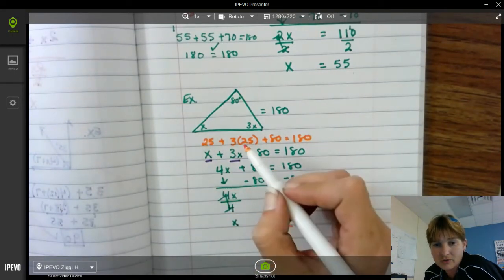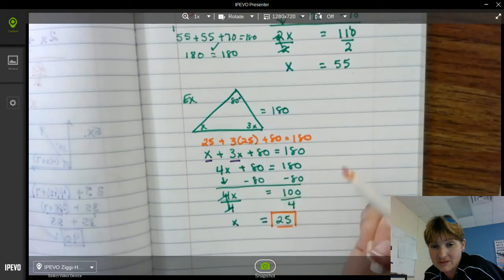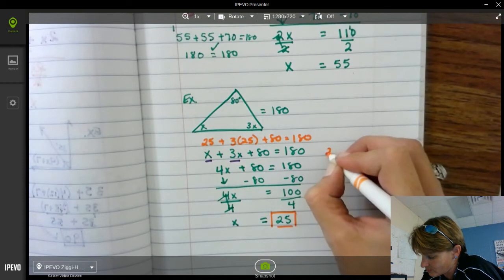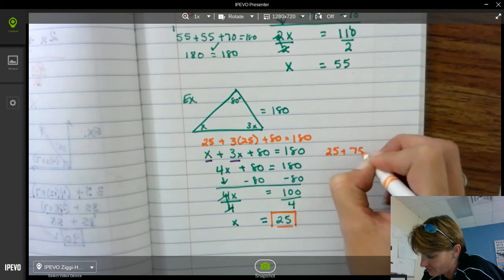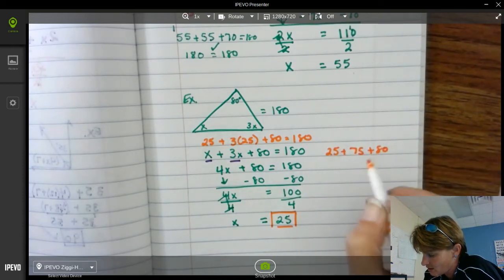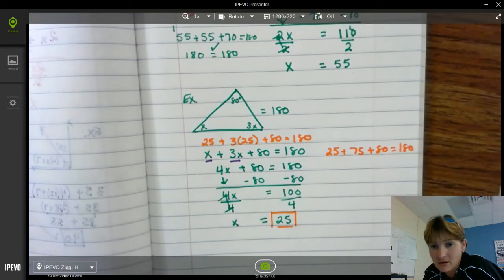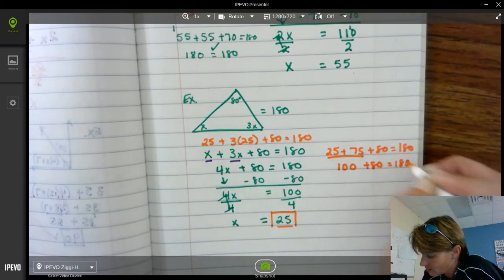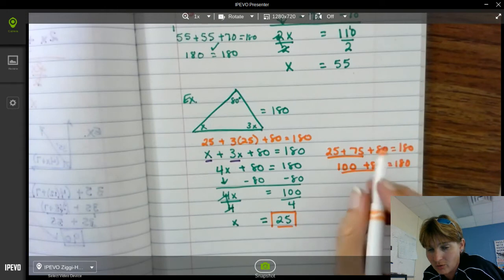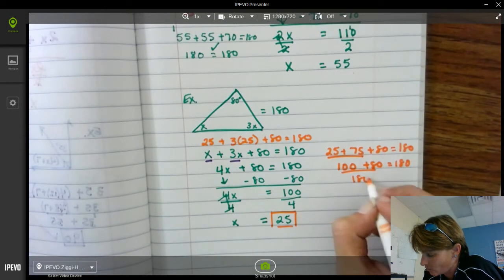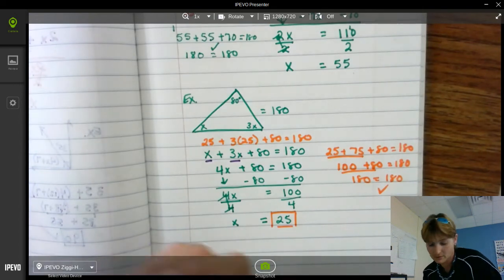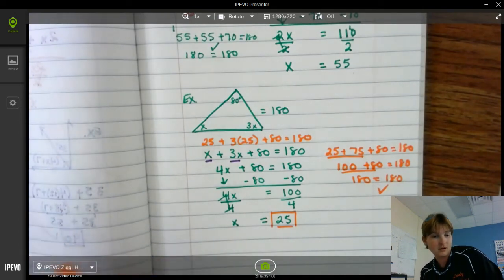3 times 25, 3 quarters is 75 cents, right? So we would end up with 25 plus 75 plus 80 equals 180. 25 plus 75 gives me my $1 whole. And 100 plus 80 is my 180. Check. Cool.